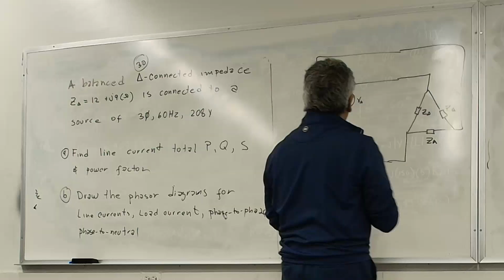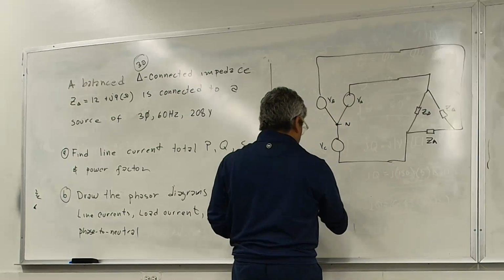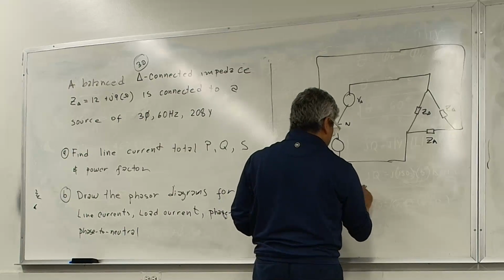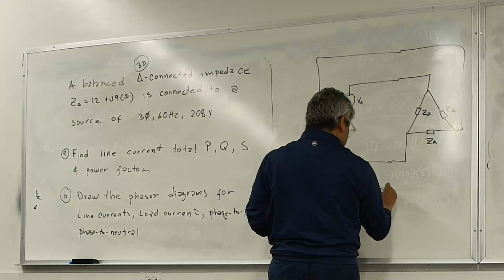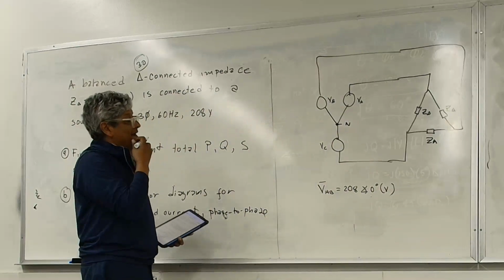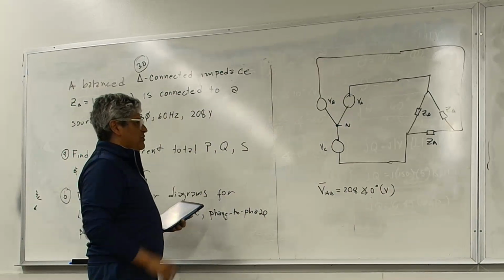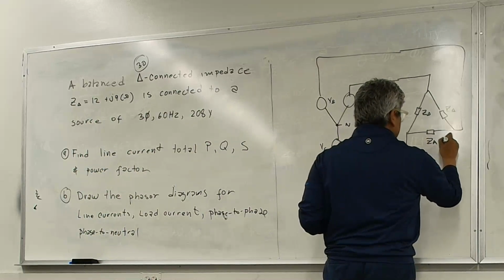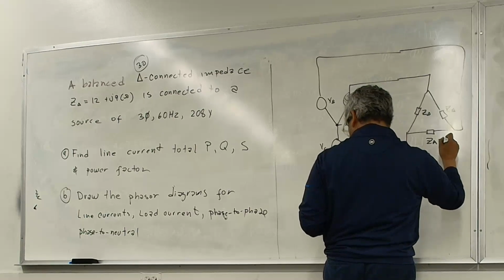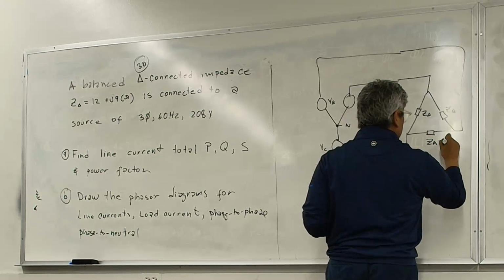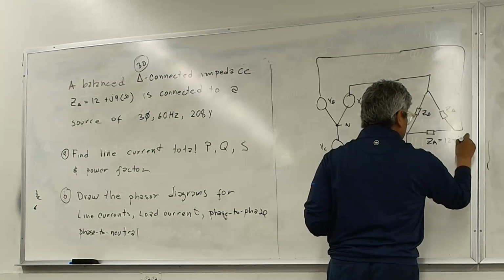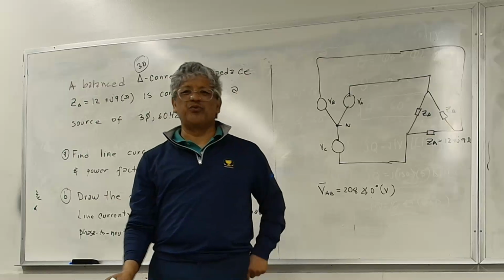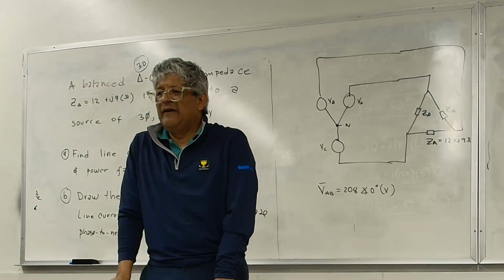Okay, so you can do that. You can write it down if you want. V_AB is equal to 208 angle of 0 degrees, in volts. In other words, I'm going to start from that point, and we'll talk about the other voltages. Now, the next thing is they tell you the impedance: 12 plus j9 ohms.